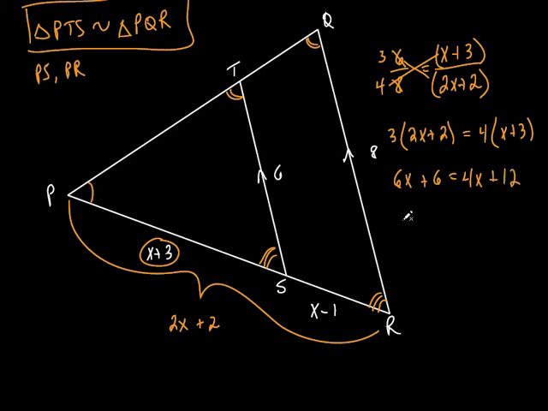Subtract 4x from both sides. That'll give you a 2x. Subtract a 6 from both sides. That'll give you a 6. Divide both sides by 2. That'll give you a 3. It's not my answer, though, is it? This is what they're asking for. So what do we do? We just plug that number in, right?